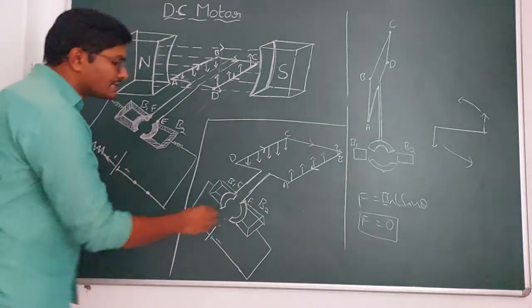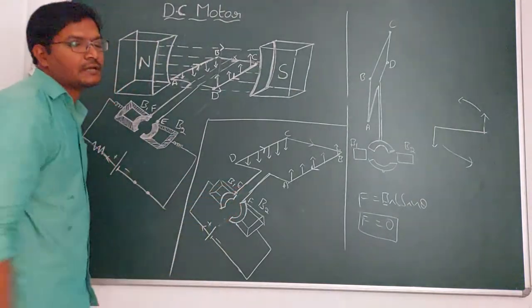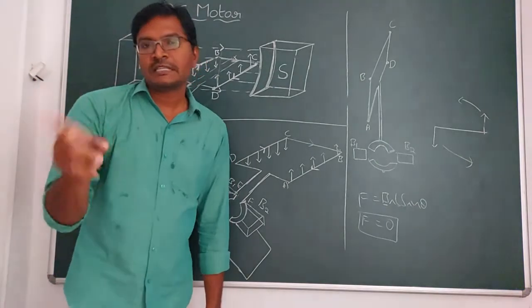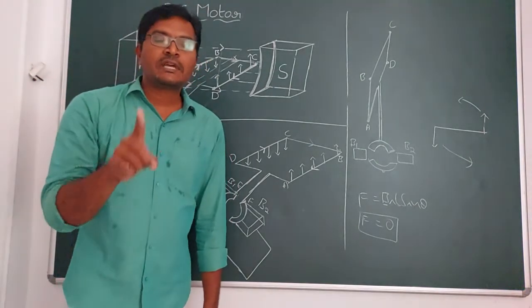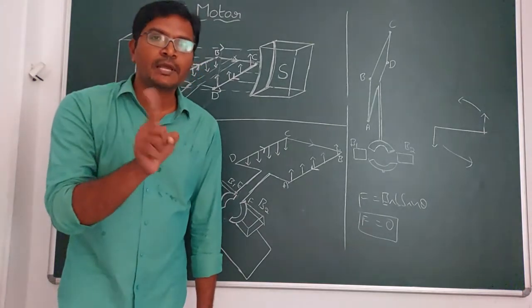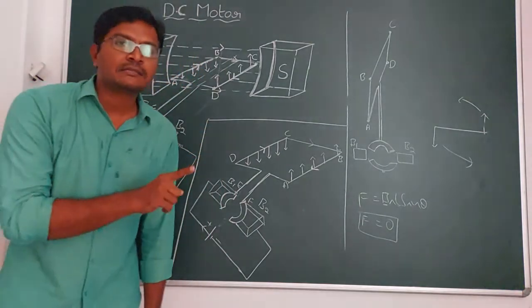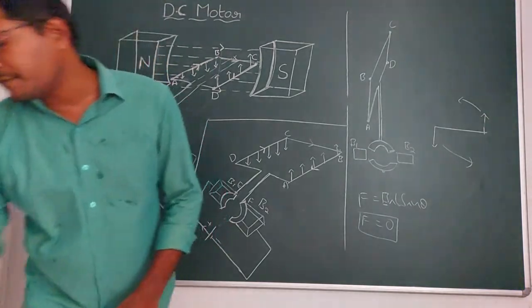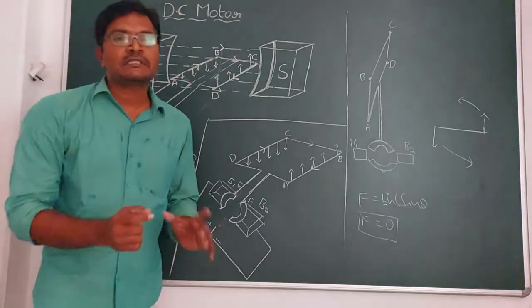Because of whom does it reverse? Because of these split rings rotating. So that's why the split rings are the ones reversing the direction of current here. So that's why the equipment which can reverse the direction of current is said to be a commutator. Here the split ring acts as a commutator. We call the split ring a commutator. Okay, this is the working of DC motor. So the working principle is very simple.